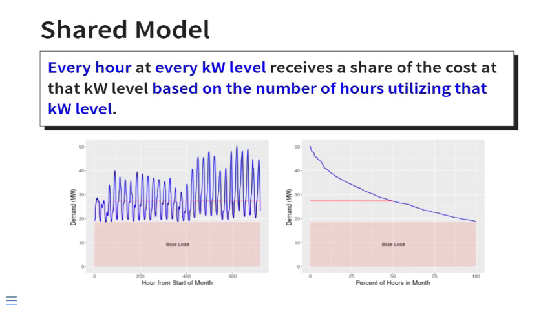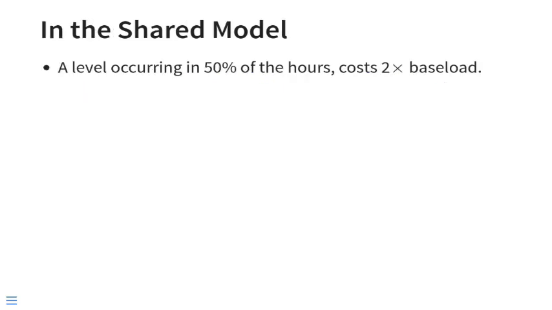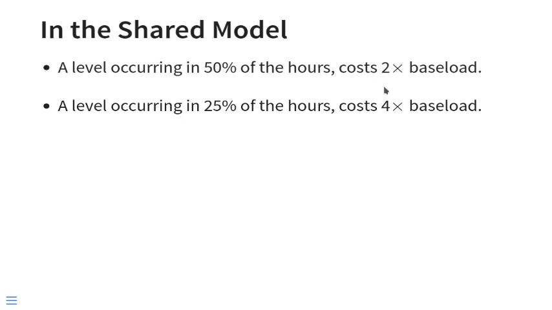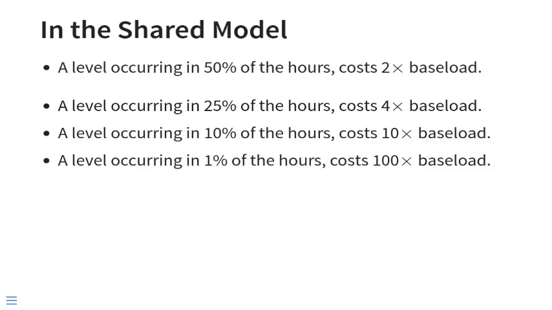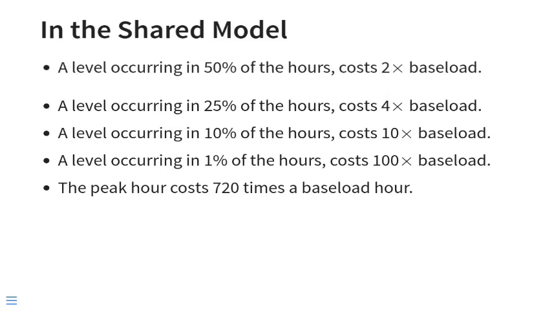And so you include in each one of those hours that portion of the demand cost divided by the number of hours that we're utilizing that level. We can look at the costs at any particular level in terms of what it costs related to the base load. So if we have a level that occurs in 50% of the hours, the cost would be twice the base load. If it's in 25% of the hours, it'd be 4 times, because 1/4 of the number of hours use it. 10% of the hours, 10 times. 1%, 100 times the cost per hour for base load. And if you're looking at strictly the peak hour, that's going to be 720 times a base load hour.